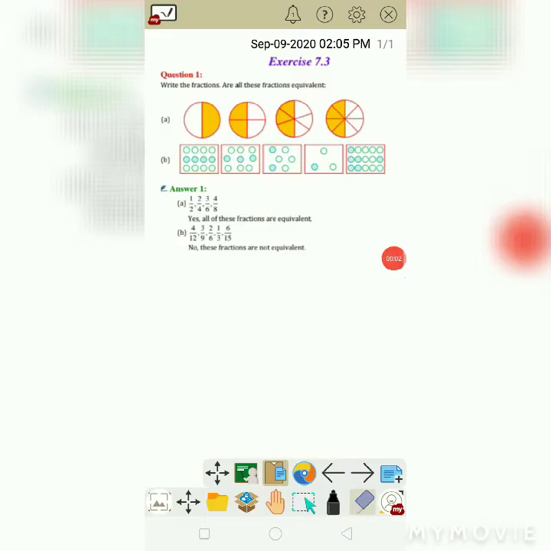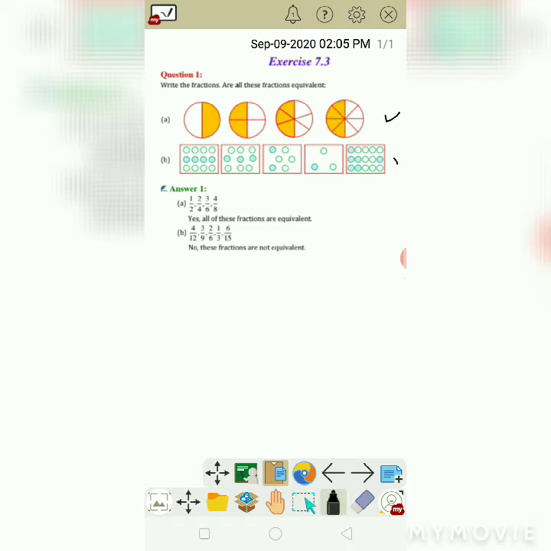Students, let us start with question number 1 of exercise 7.3. Question number 1 is: write the fractions. Are all these fractions equivalent? We have been given these two parts, A and B. We have to write the fractions for these two parts and check whether the fractions are equivalent or not.